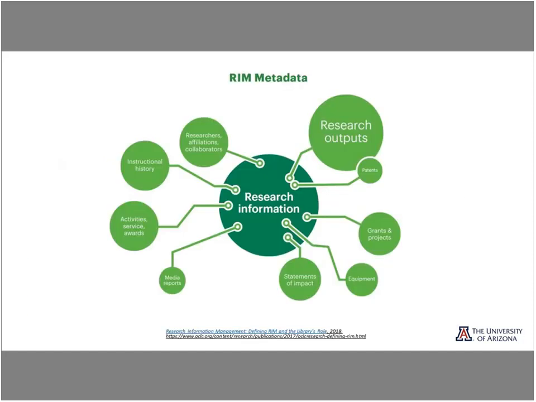So when we're talking about a RIM system, we're talking about a lot of different types of information and a lot of different sources. So this is a graphic from our Research Information Management report that we put out, on the library's role with RIM systems. So we have a number of different things. We have research output, so the different scholarly publications, patents, things like that. We have grants and other projects. We have equipment, statements of impact, researchers and their collaborations, instructional history. We have service activities, awards, media recognition.